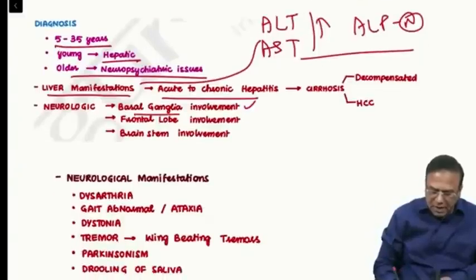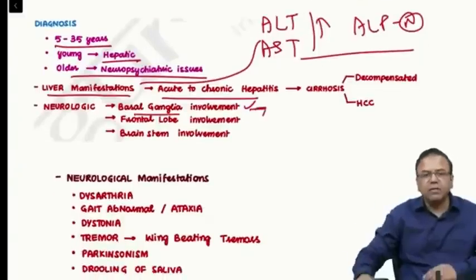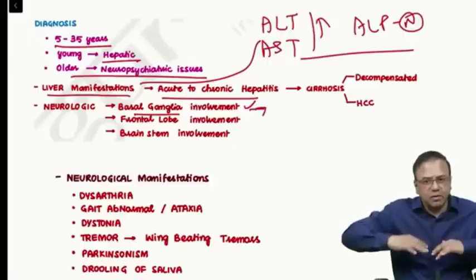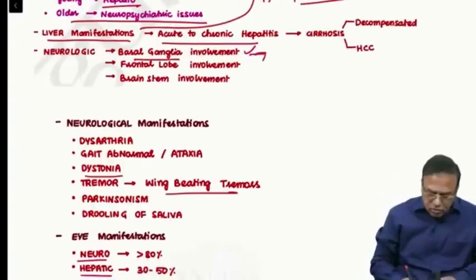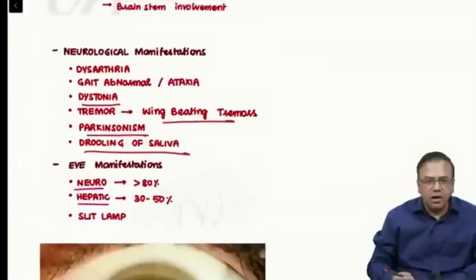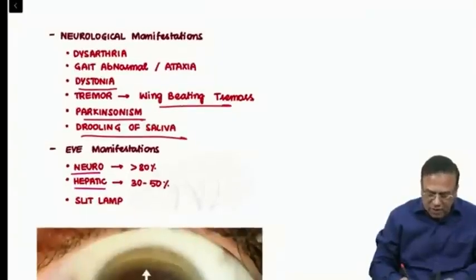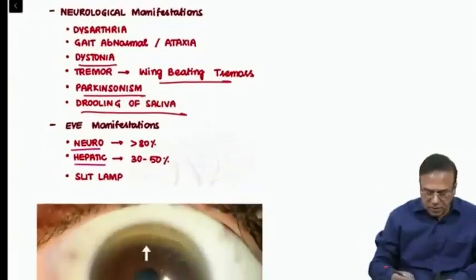You can have a basal ganglia problem, so the patient can have a wing-beating tremor. Classically it is one side only. These patients can have dystonia, drooling of saliva, Parkinson's-like features, and neuropsychiatric problems. A lot of psychiatric problems are known to occur in this patient.